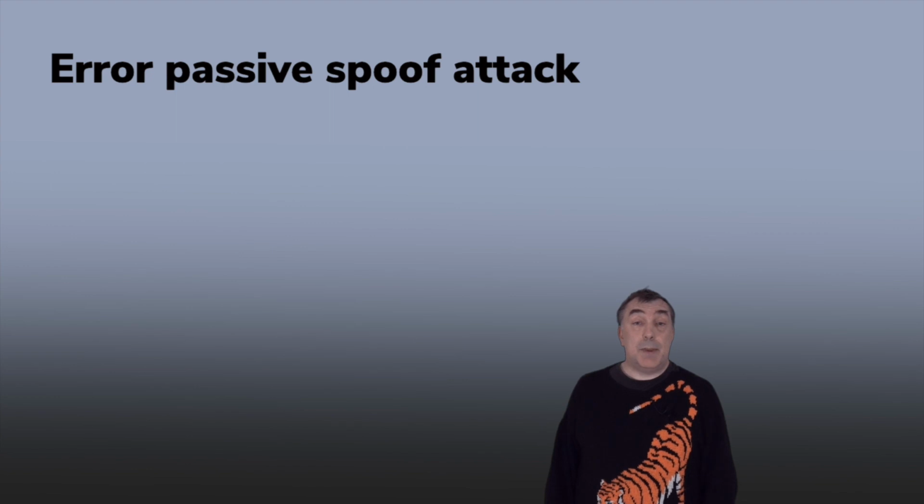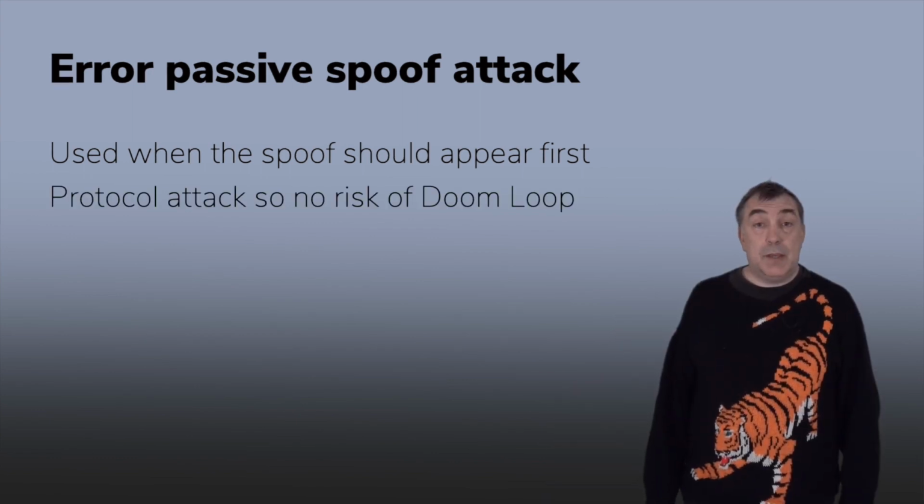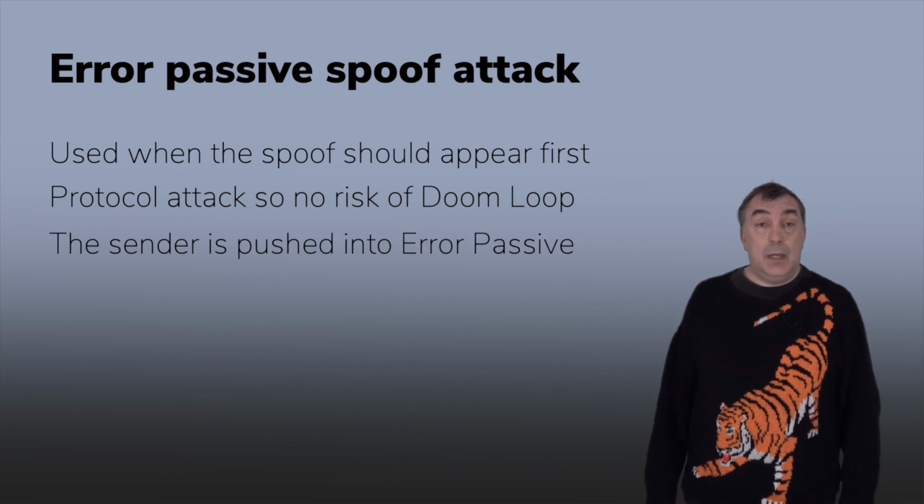The properties of error passive can be exploited to carry out a spoofing attack, where the spoof should appear first and appear with the same timing as the original frame. The attack is a protocol attack, so there is no risk of a doom loop. It works by pushing the sender of the real frame into error passive. Then the software waits for the real frame to start being sent.